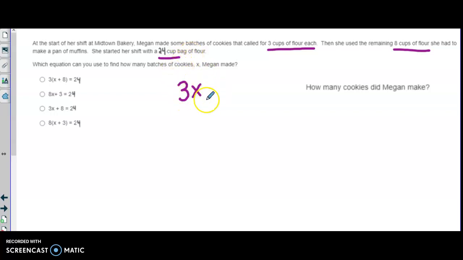So we know that each batch of cookies needed 3 cups of flour. And then it also says that she used the remaining 8 cups to make muffins, and that the total is 24. We know that that has to equal 24. So if we take all the flour she used on the cookies plus the flour that she used on the muffins, it should equal 24. So this is going to be our equation.